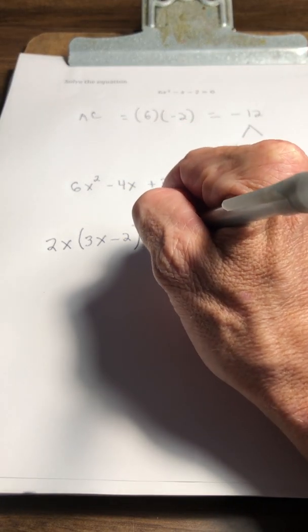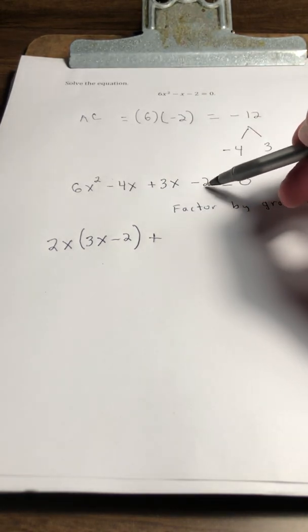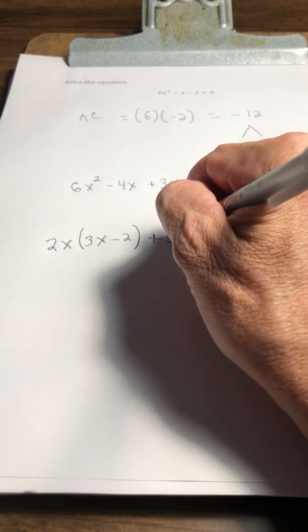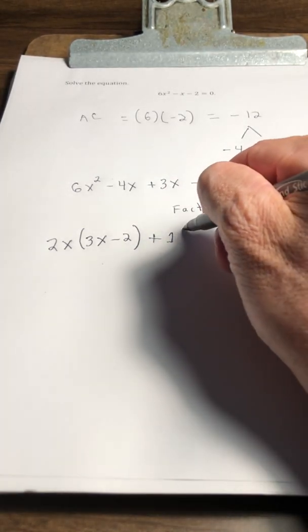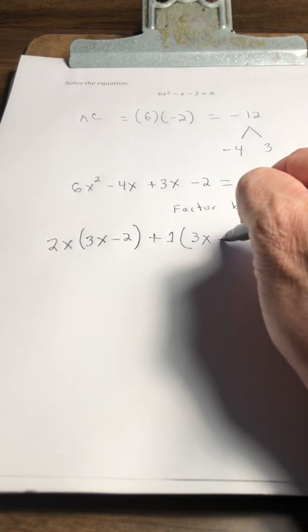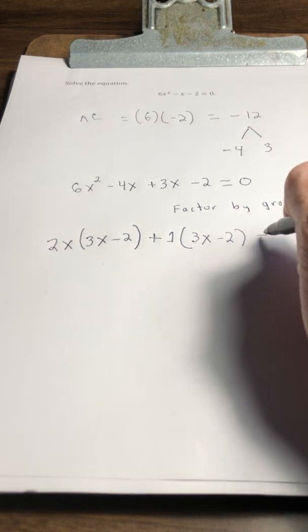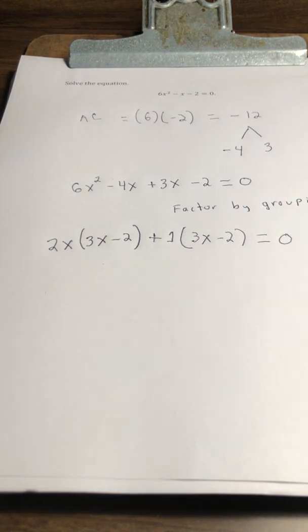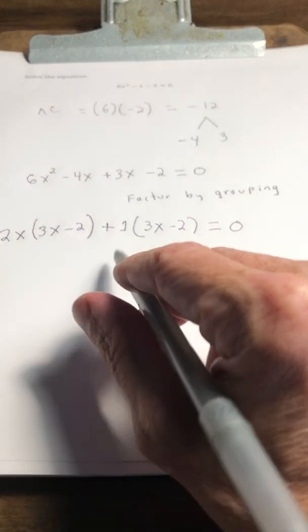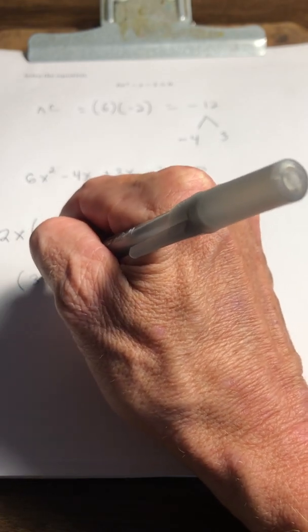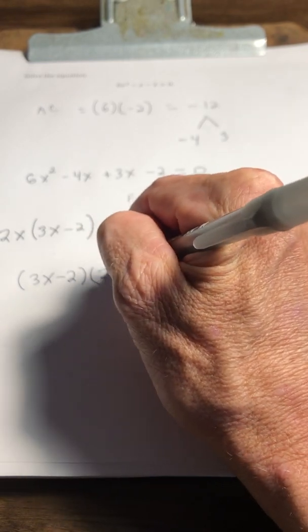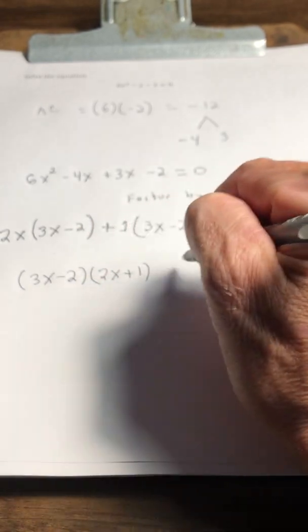Now the 3x minus 2, those two terms are relatively prime. There is nothing other than 1 that we can factor out, so I'll put a 1 there. So we have 1 times the quantity 3x minus 2. So we did the grouping. Now the common binomial is 3x minus 2, so to finish factoring, we have 3x minus 2 times 2x plus 1 equals 0.